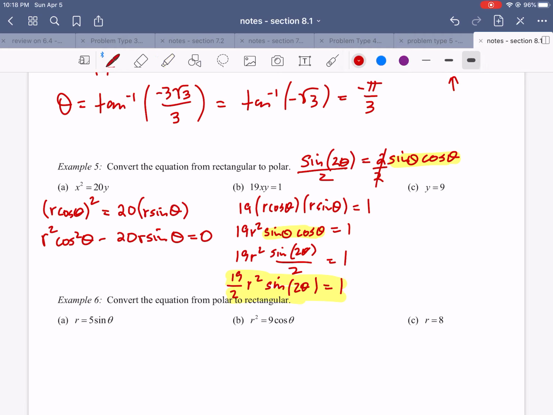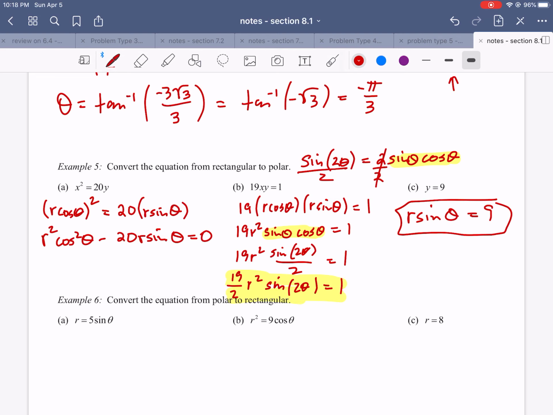Okay, letter C is going to be significantly easier than what we just did in letter B. y is equal to 9. What do we know about y? Well, in polar coordinates, we know that it's r sine of theta. So this is going to be r sine of theta is equal to 9, and there's literally nothing else to do to that equation other than circle it and move on with your life.